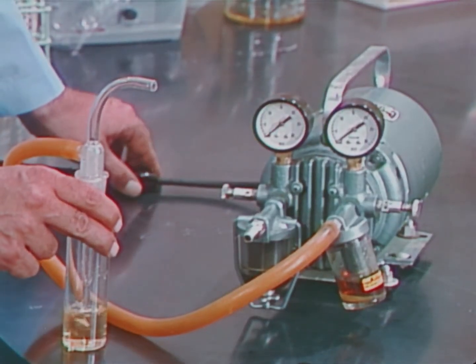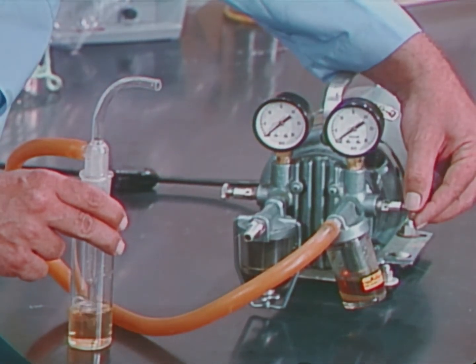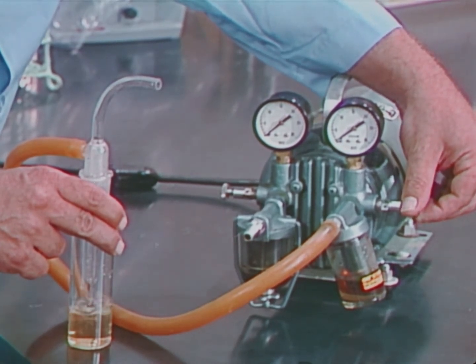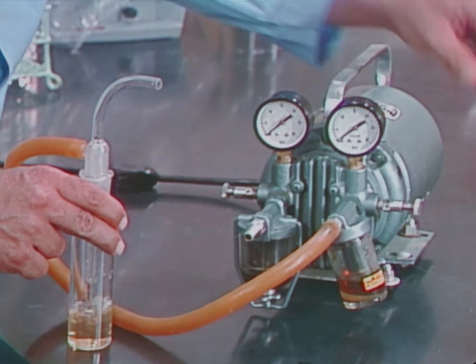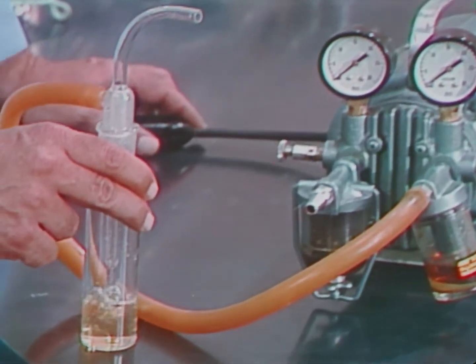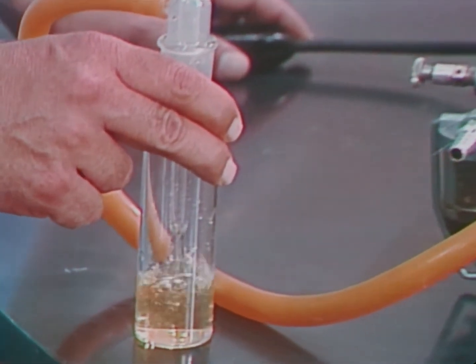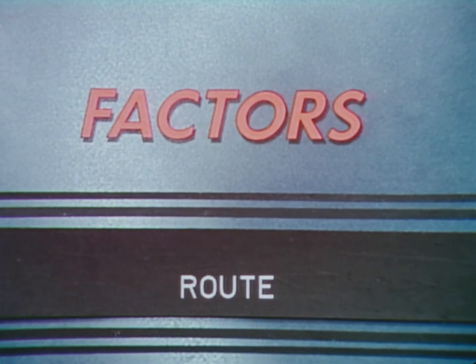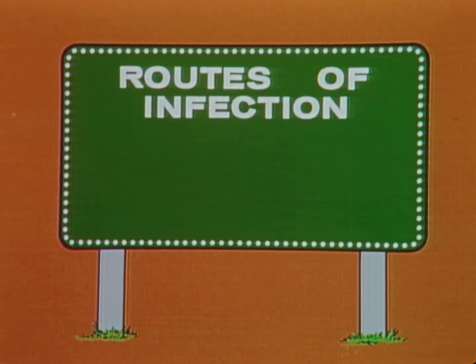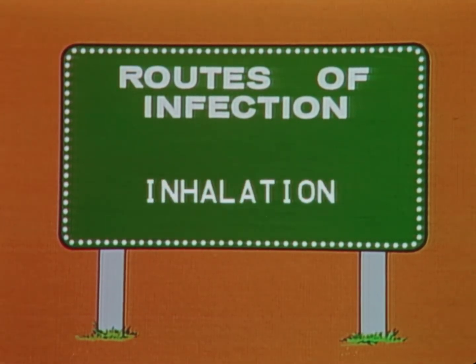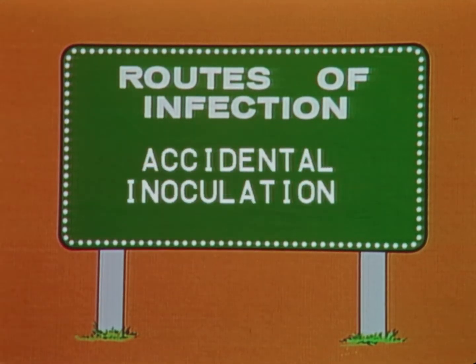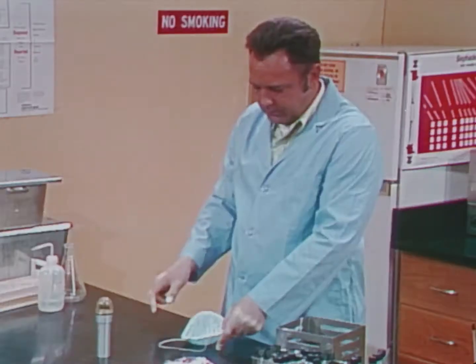The first factor on our list is extent of contamination. That is, how many microorganisms contaminate the air or surface with which the microbiologist comes in contact. These may be measured with air samplers or liquid impingers. The second factor is route of infection. The route may be by inhalation, ingestion, penetration of the skin, or accidental inoculation.